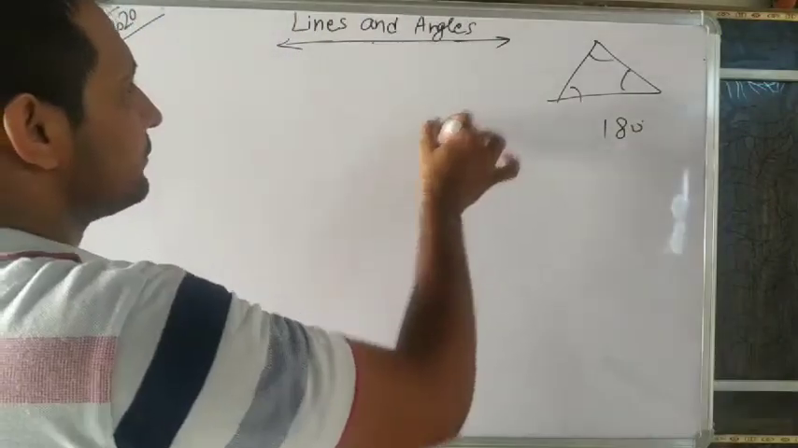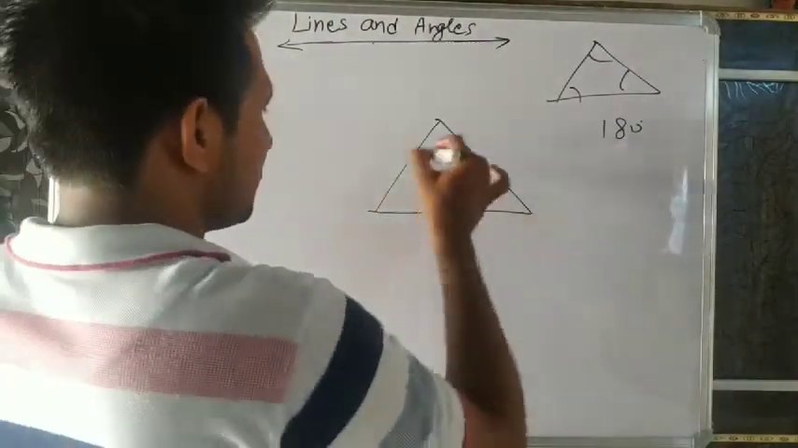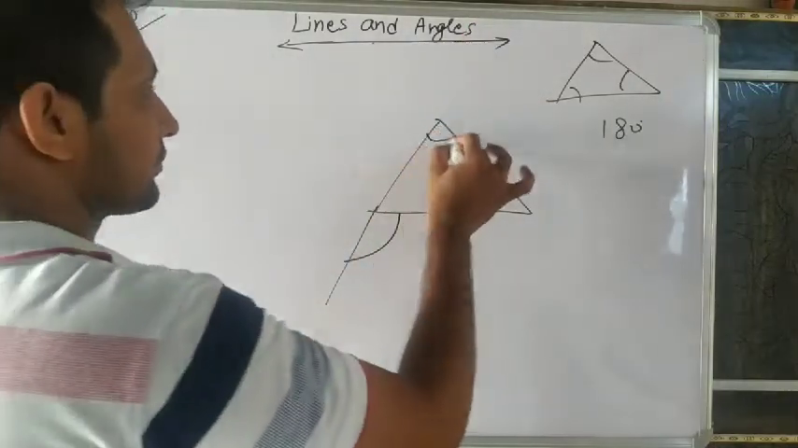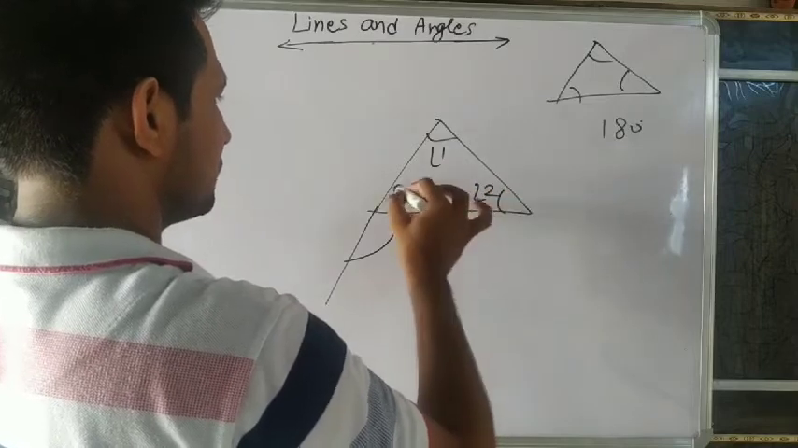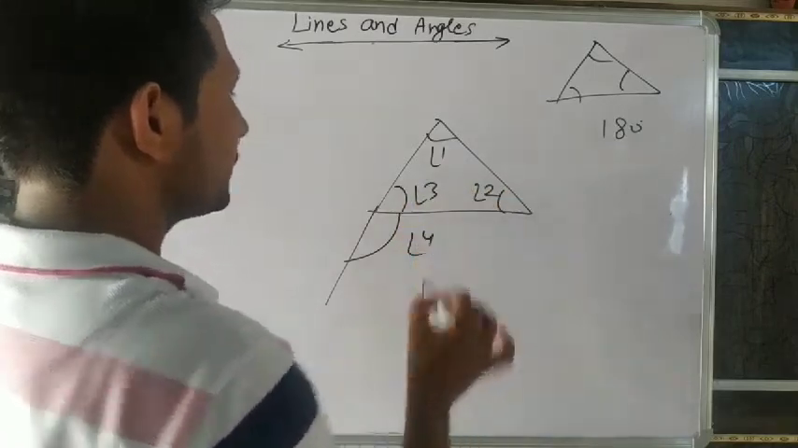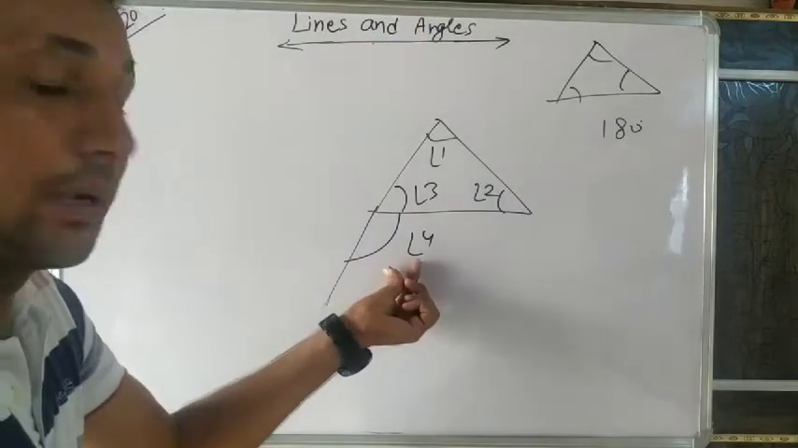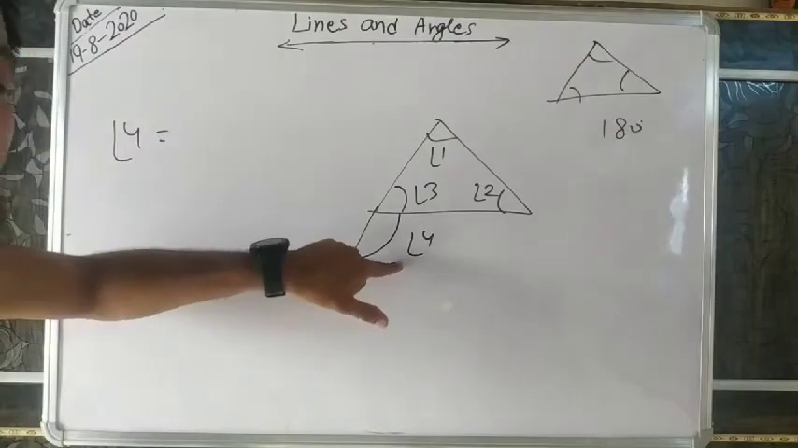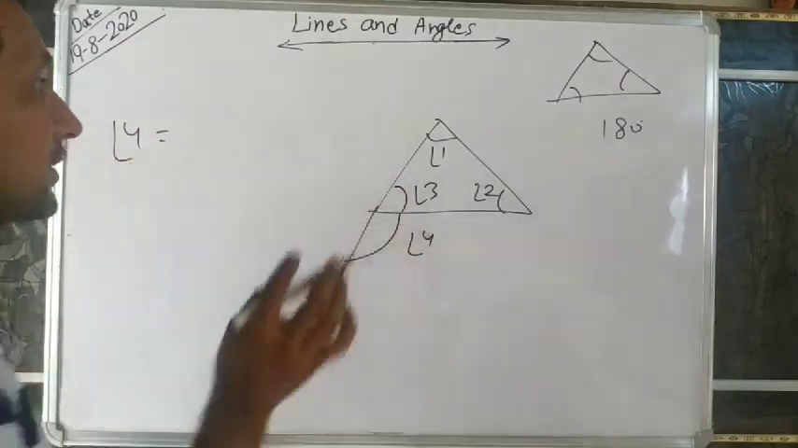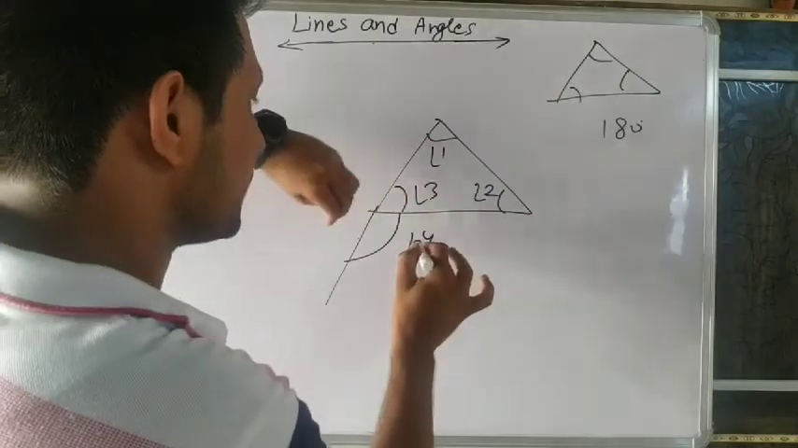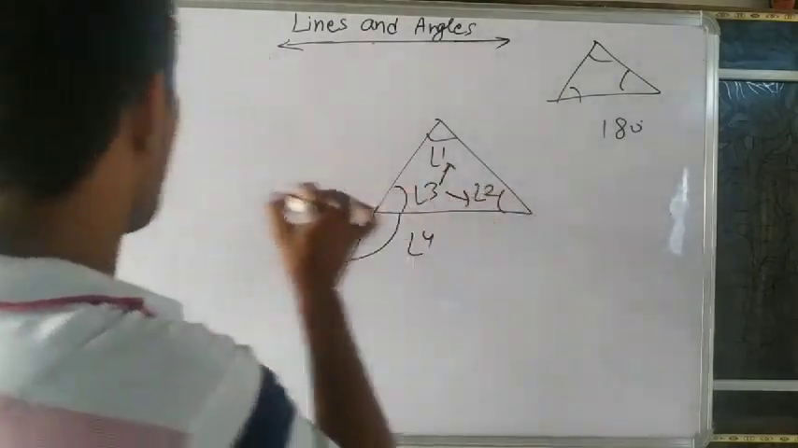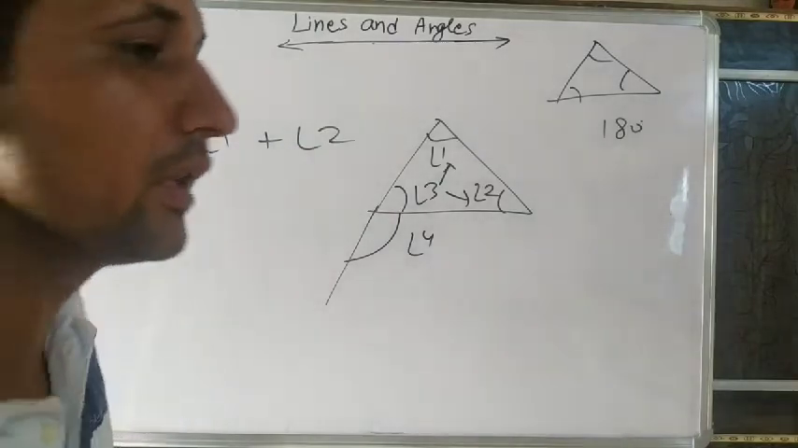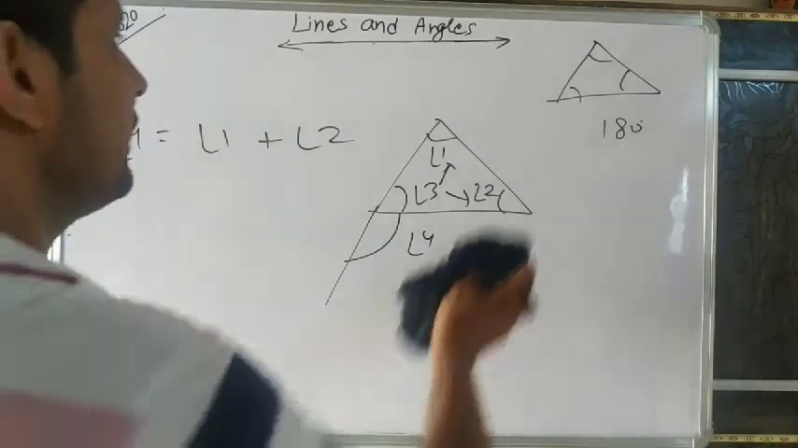And the second one is, if a line is produced, then it becomes an exterior angle. What is an exterior angle? The exterior angle is equal to the sum of the two interior opposite angles. So it means the opposite of this one, angle 1 plus angle 2. So these two results we will use in this exercise. Then the exercise becomes very easy.